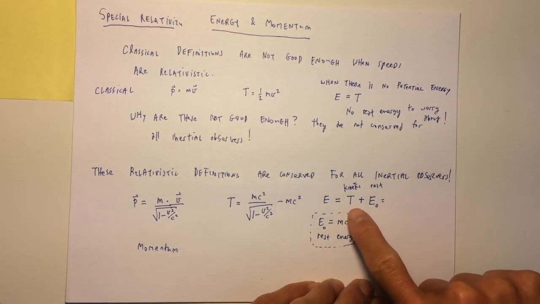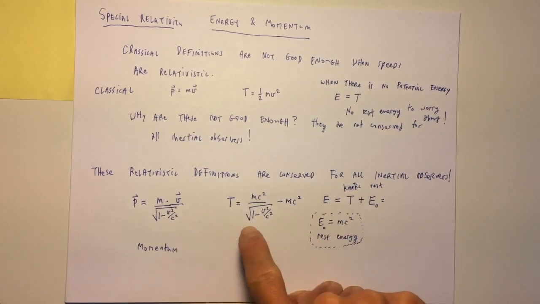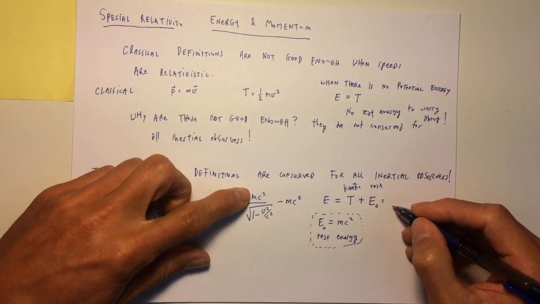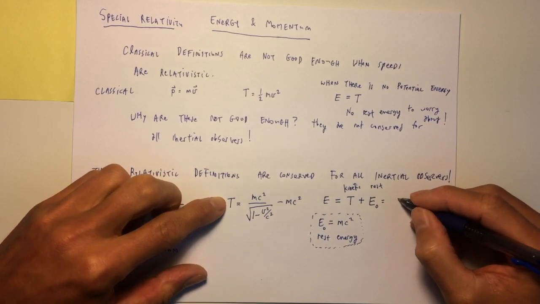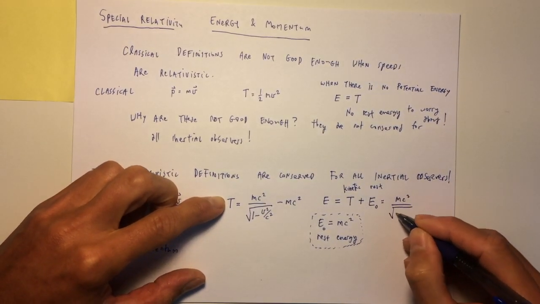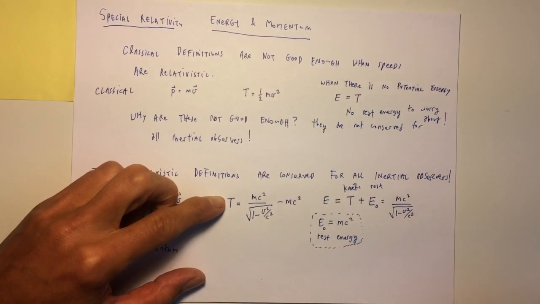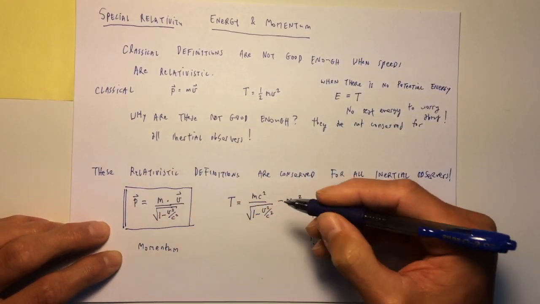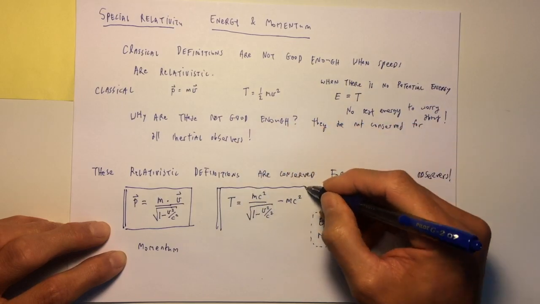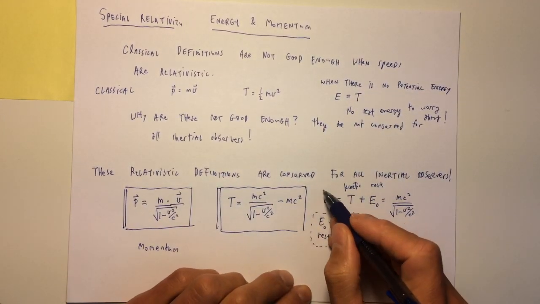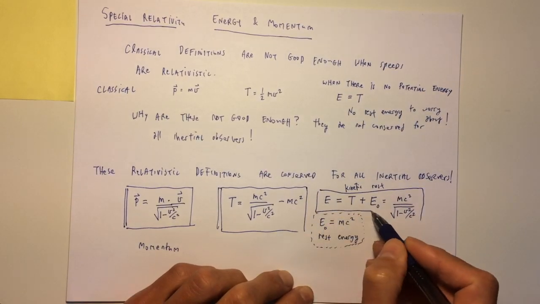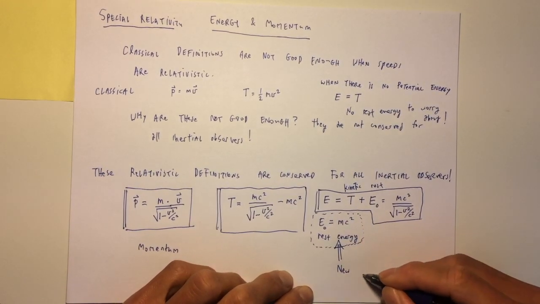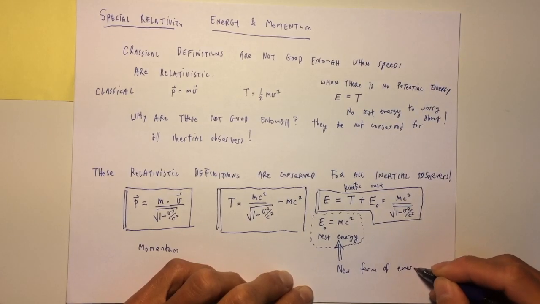The total energy is the kinetic plus this mc squared, and the kinetic is this weird expression minus this mc squared, so the total energy is simply the first term in the definition of the kinetic energy. It's mc squared over the square root of 1 minus the speed squared divided by the speed of light squared. So these are the appropriate definitions of kinetic energy and the total energy, but what comes along for the ride is this new form of energy.